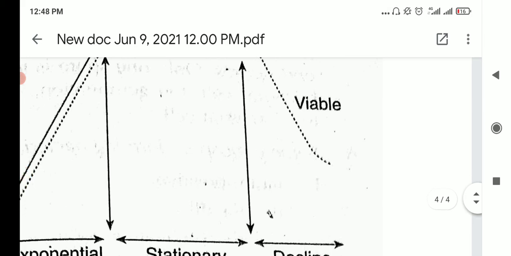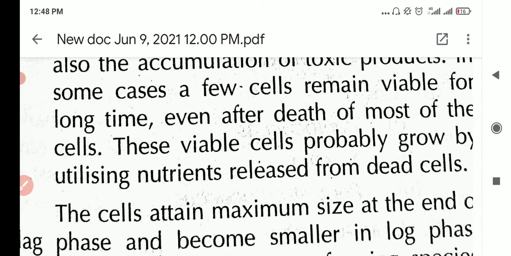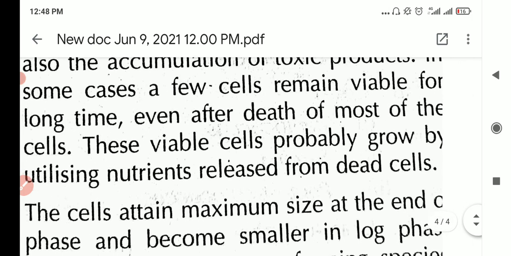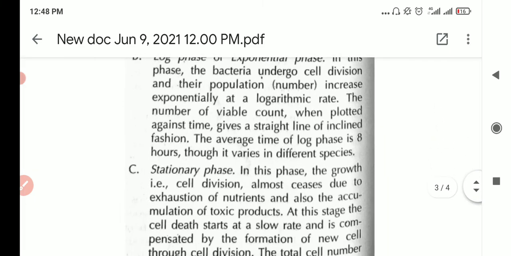Then we come to the decline phase. In this phase, the total number of cells will remain constant, but the number of healthy cells will decrease due to exhaustion of nutrients and accumulation of toxic products. Very few cells will remain viable for a long time, even after the death of most of the cells. These resistant cells are those that somehow could adapt. They somehow could eat from the remains of the dead cells. So this is done. I hope it's clear.